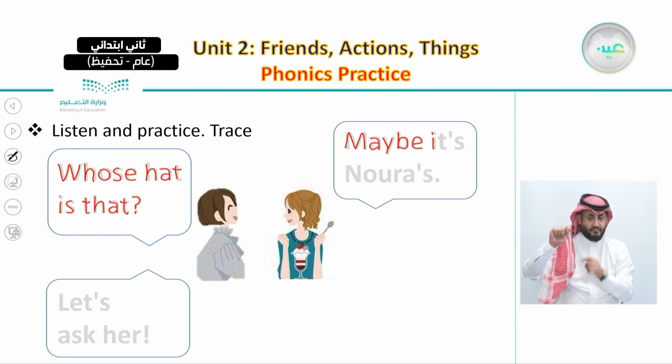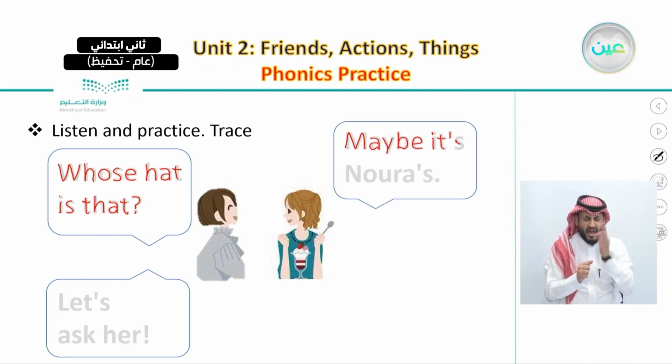So this is how we do trace. It doesn't have to be 100% accurate as long as you do practice and learn where to put your pen and how to start writing each letter. So maybe it's Nora's. And as you can see here, it's very important that we trace each part. Maybe it's Nora's.